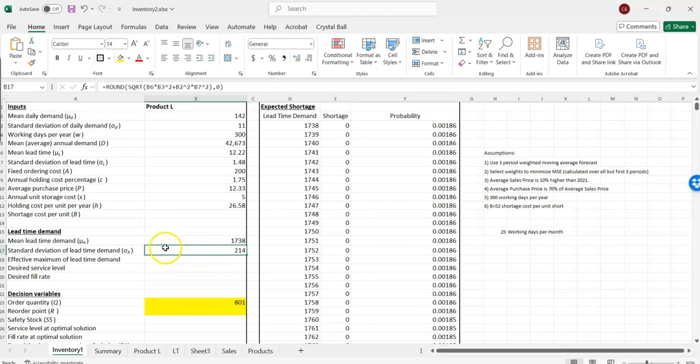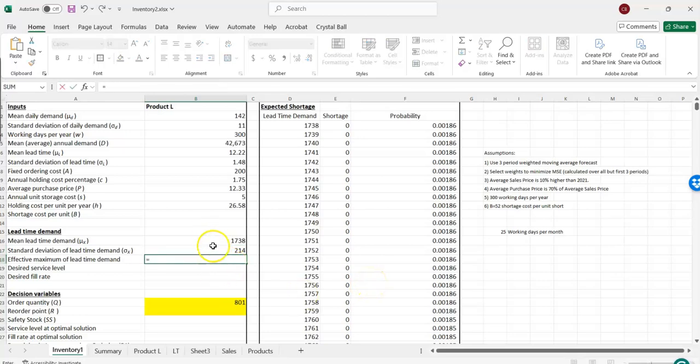Our standard deviation of lead time demand is already calculated. And then our effective maximum is the mean plus 3 times the standard deviation. The 3 is because we're going to assume that the normal distribution captures almost all the probability within 3 standard deviations of the mean.